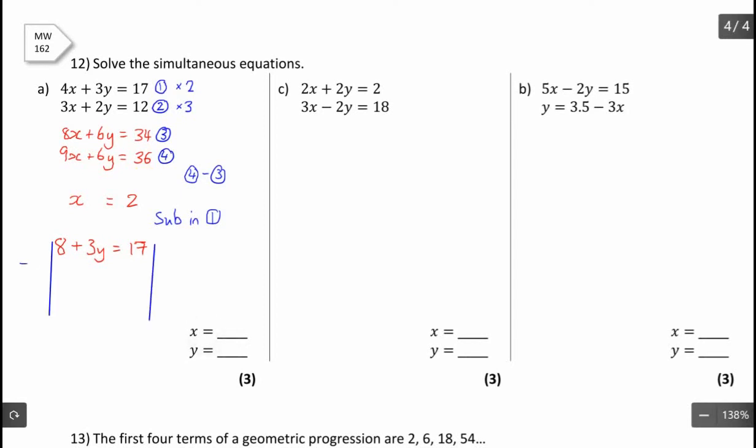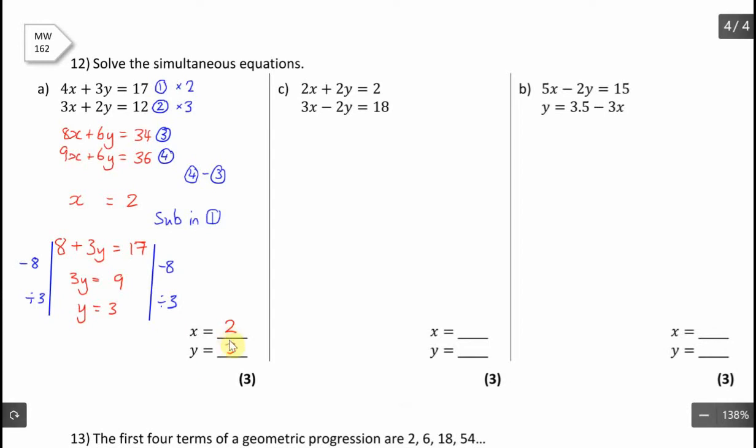So I'm going to take away 8 on both sides. That will give me just 3y on the left, and it will give me 9 on the right. And then I'm going to divide by 3, and that would give me 1y on the left and 3 on the right. So my solutions are x equals 2 and y equals 3.